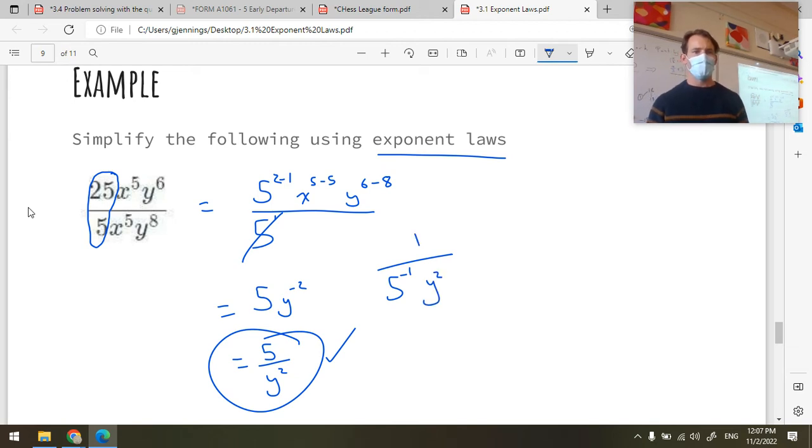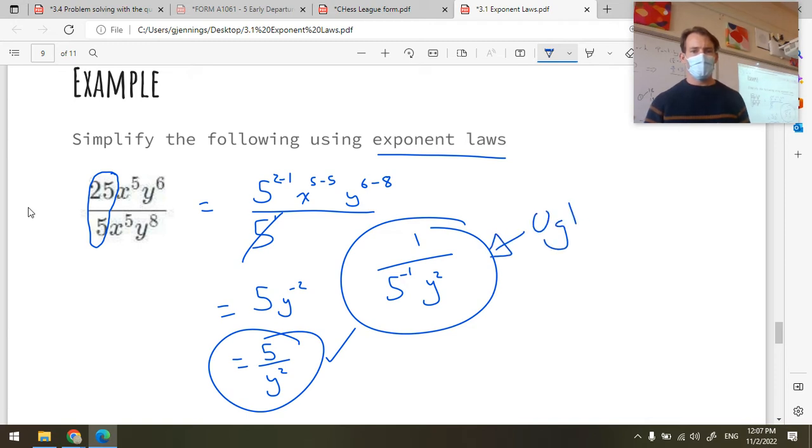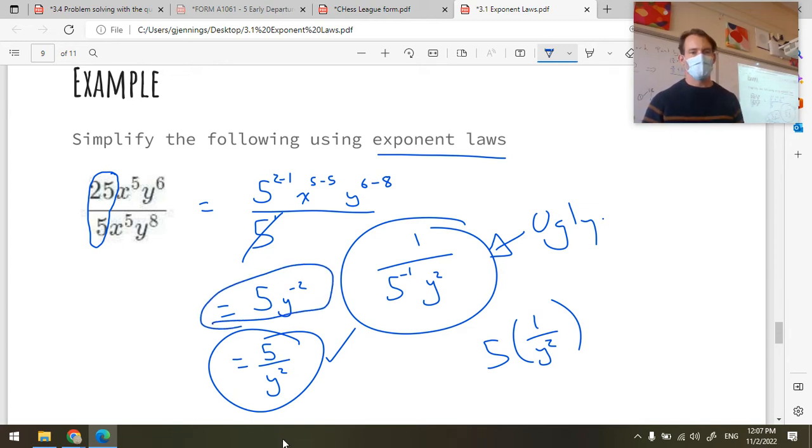Could you have 5 on the outside though, like 5 multiplied by 1 over y squared? Yeah, I could do it this way, 5 multiplied by 1 over y squared. That's what I've seen. Yeah, but that's the same thing as writing this. They're all the same way of writing the same thing. To me, this is the tidiest one. That one gets the math smiley face. 5 over y squared is my preferred form. The rest are ugly to me.